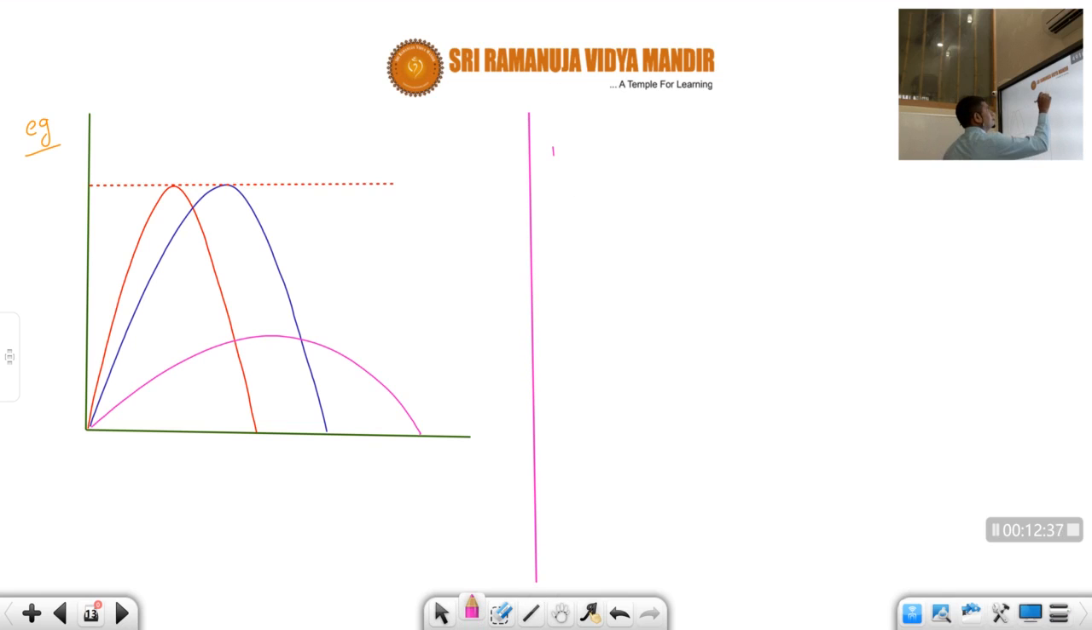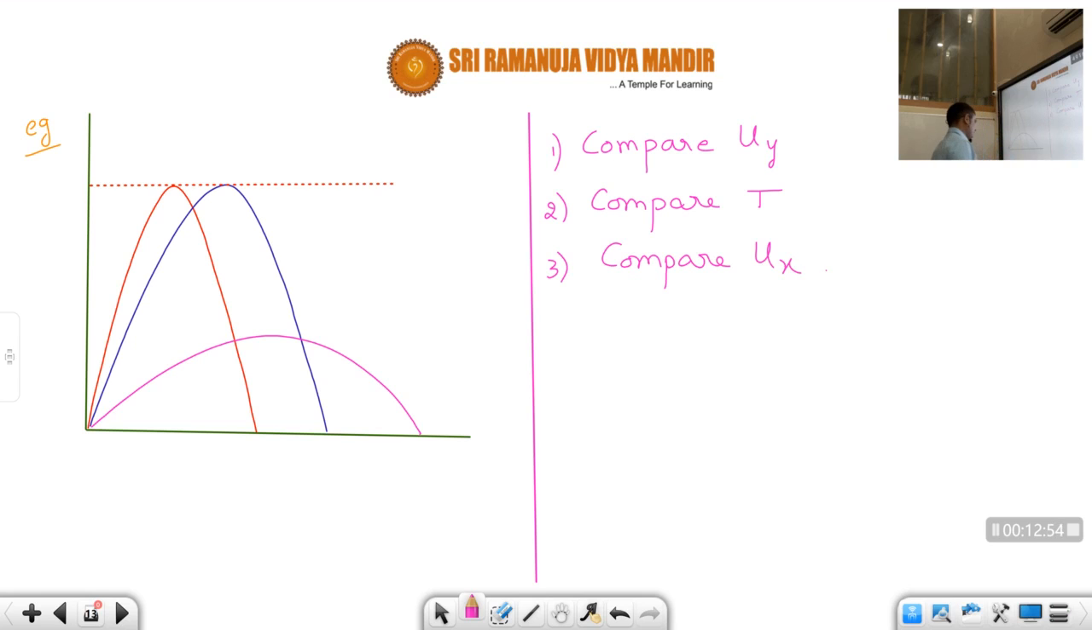First one is compare Uy for the three projectiles. Second one is compare the time of flight. Third one is compare the x component of initial velocity. These three projectiles. Okay, this is written as 1, this is written as 2, as 3. Okay, students. So compare Uy, compare time of flight, and compare x component of initial velocity. Okay, so this is the question.